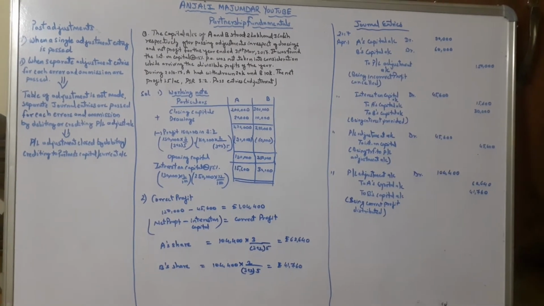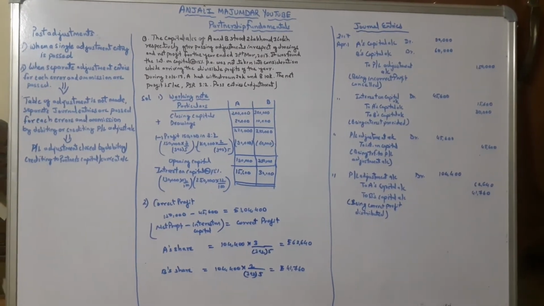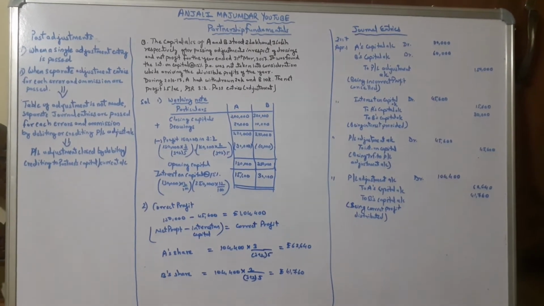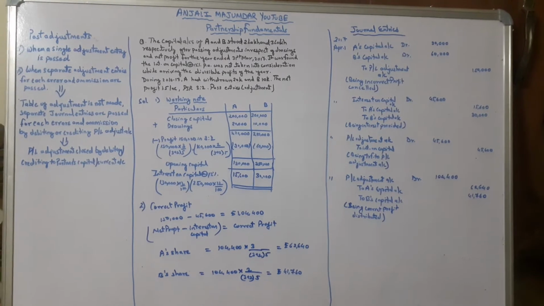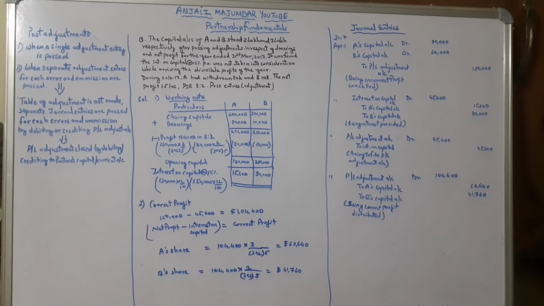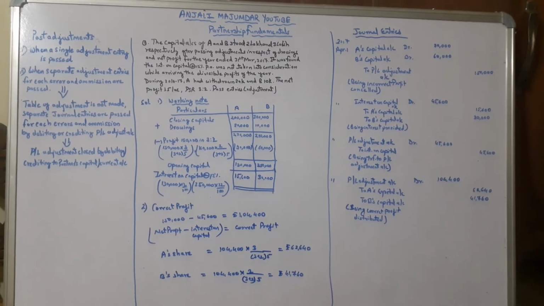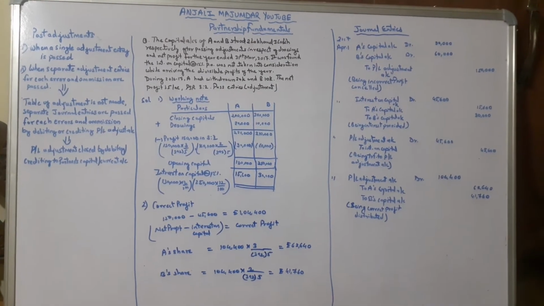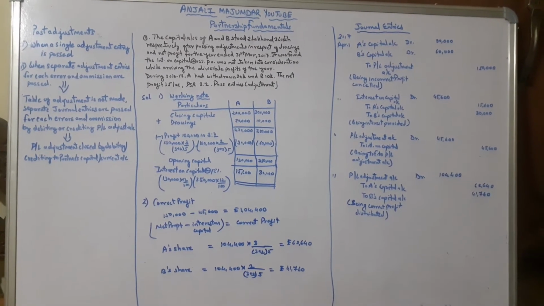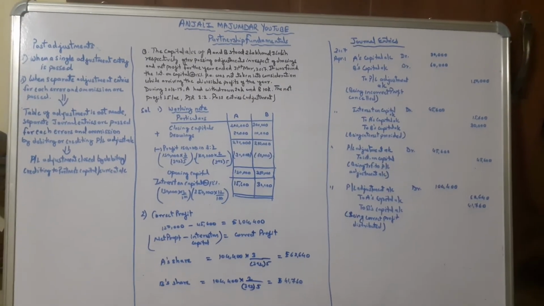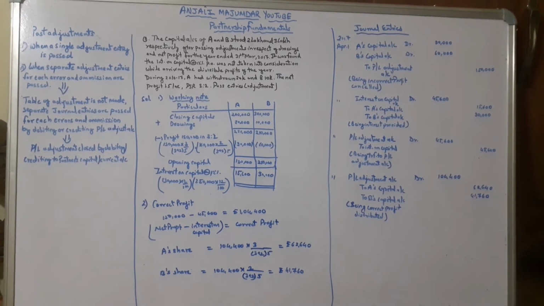So the first working note is to calculate opening capital. Now why do I need to calculate opening capital? Because always remember this thumb rule: interest on capital is always charged on opening capital, never on the closing capital. Therefore, the formula is closing capital plus drawings minus profit, which gives you opening capital. Interest on capital is always charged on opening capital.